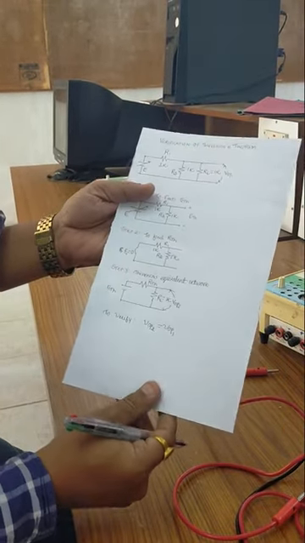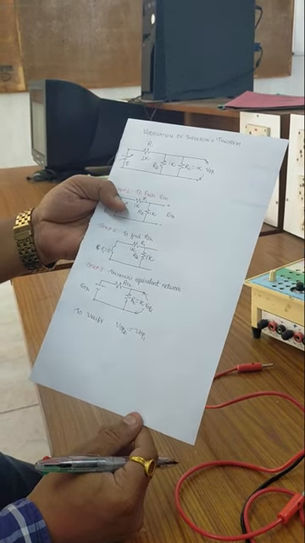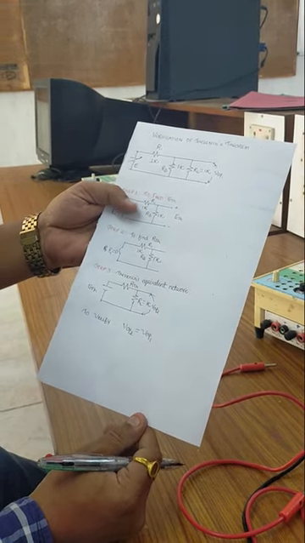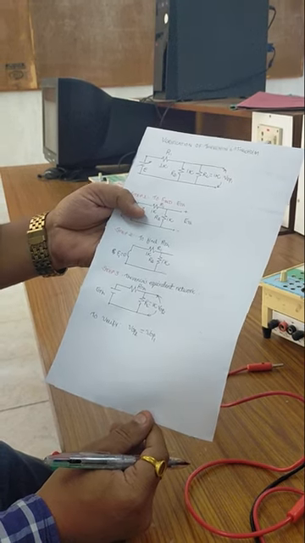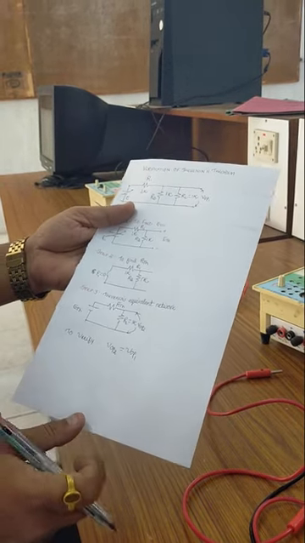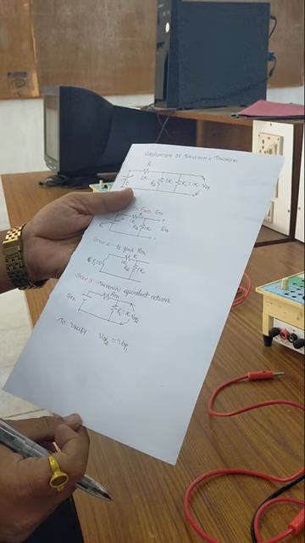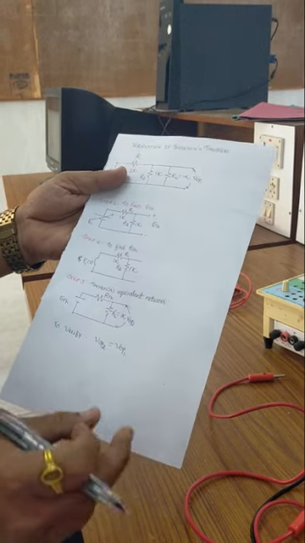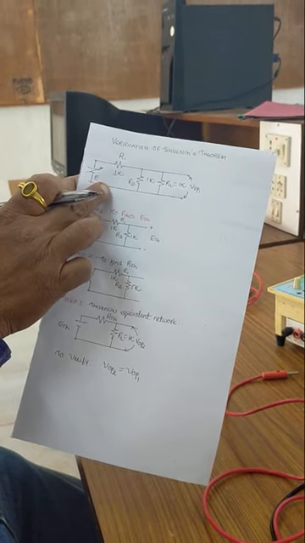Good morning. Today we will verify Thevenin's theorem. As I have told you already, with the help of Thevenin's theorem, we can find out the current flowing through the branch. For that purpose, we require the value of ETH, Thevenin's equivalent voltage, and the value of RTH, that is Thevenin's equivalent resistance. For the practical purpose, we are going to use this particular circuit.